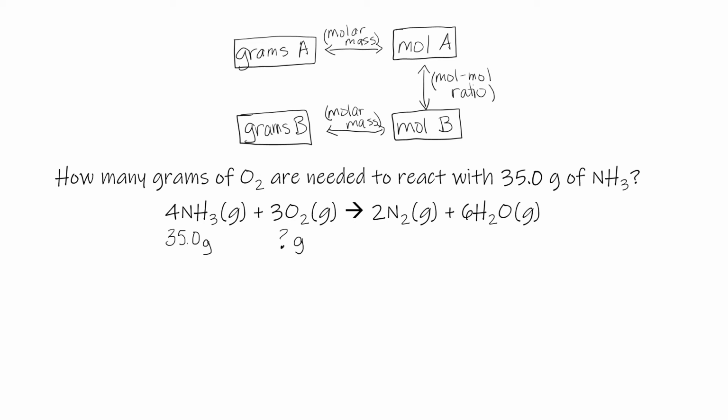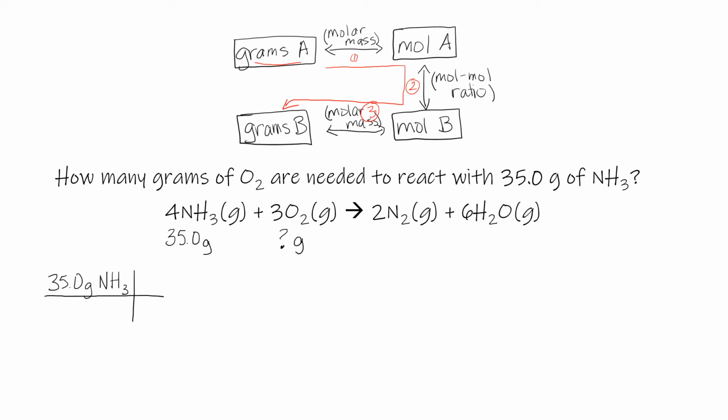Okay, so we are going from grams of one thing to grams of something else. So we're going to start at grams of A, travel along this path, and we'll end up here. And so that means that we are going to have 3 conversion factors that we will use for this. So our first thing to do then is to write down the amount that we are given, which is 35 grams of ammonia.